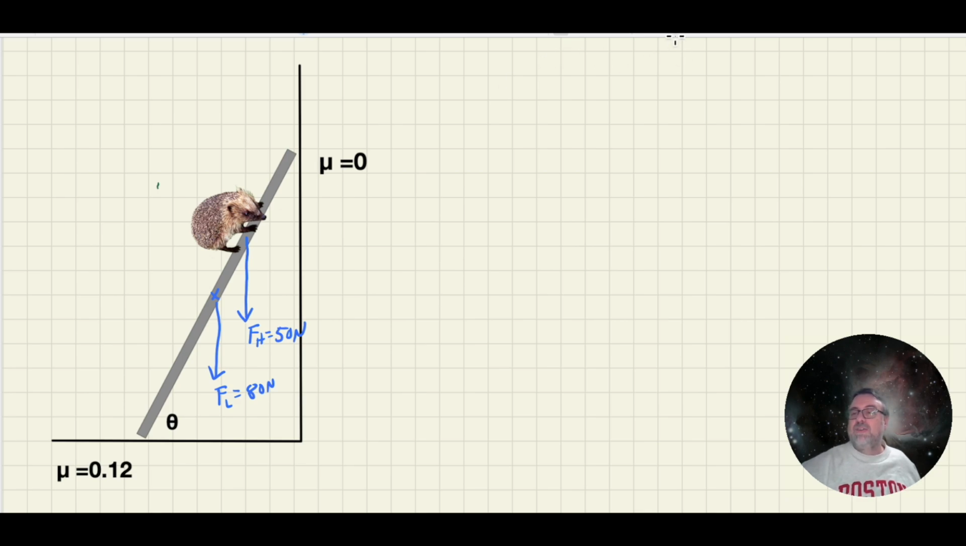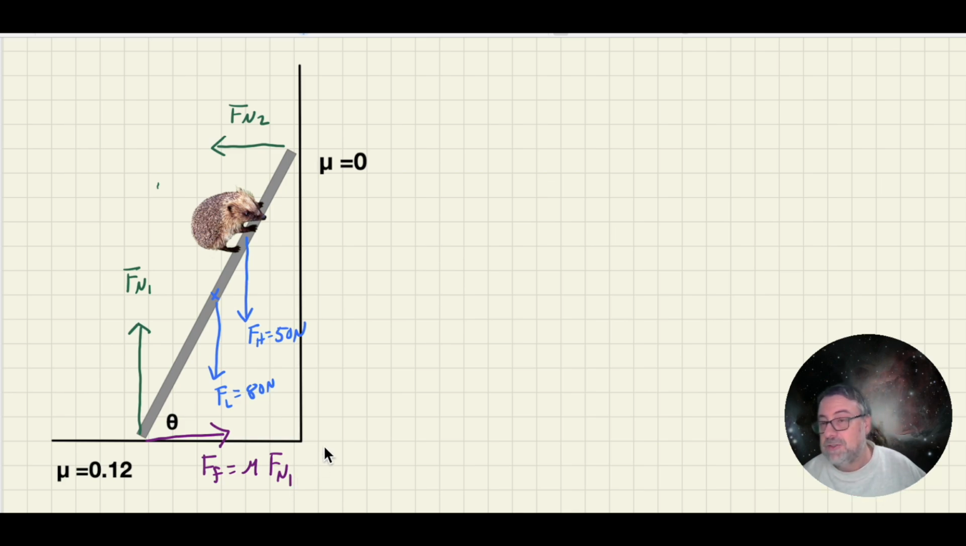Now, I also know that there's normal forces involved. I know the floor must make a normal force. Let's call that Fn1. But the ladder's leaning against the wall, so there has to also be a normal force perpendicular to the wall. Let's call that Fn2. And finally, since the ladder is not sliding, there needs to be a force of friction. Now, the bottom of this ladder, if it falls, would slide to the left. That means the force of friction must be pointing to the right. And I make a note that that force of friction must be equal to the coefficient of friction times the normal force between the ladder and the floor. So there's my force diagram.